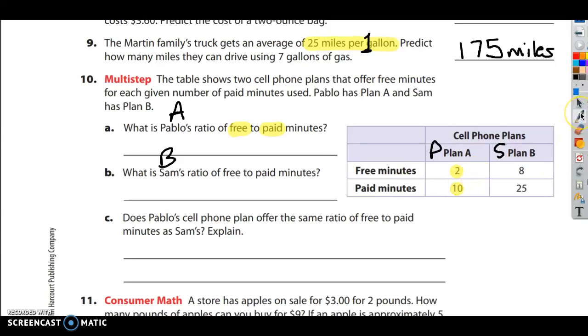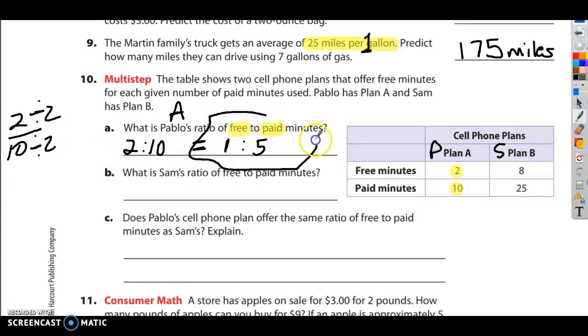So what a lot of kids want to do is write 2 to 10. And that's kind of okay. But what we'd rather do than write 2 to 10 is simplify it. If it were written as a fraction over here, we'd know it simplifies by a factor of 2. So we divide those by 2. We do the same thing here. 2 divided by 2 is 1. And 10 divided by 2 is 5. So the better answer here is 1 to 5.